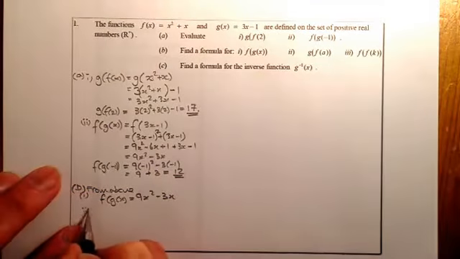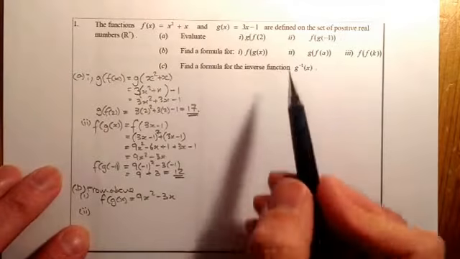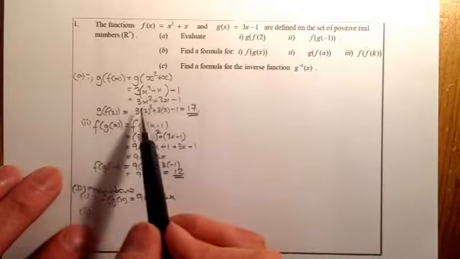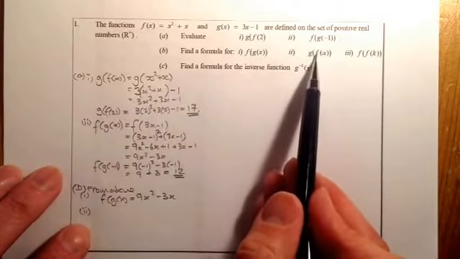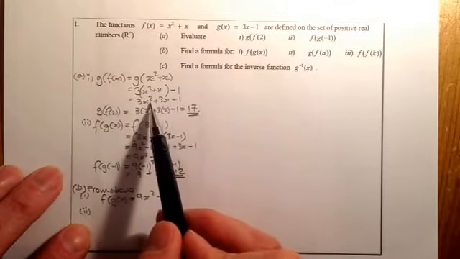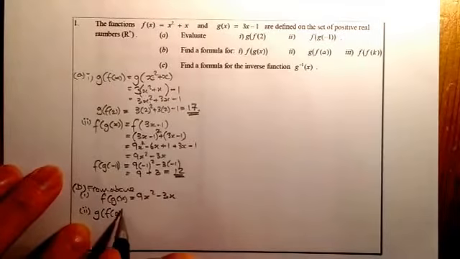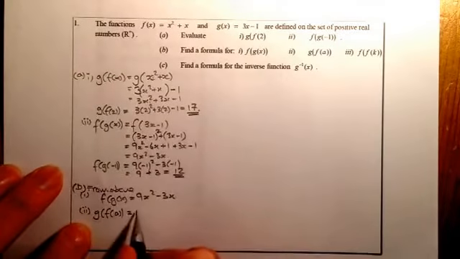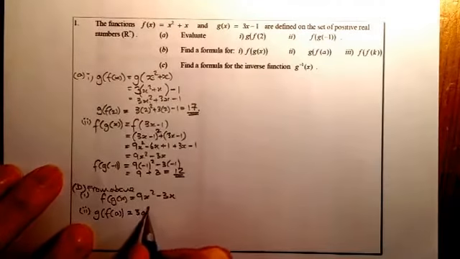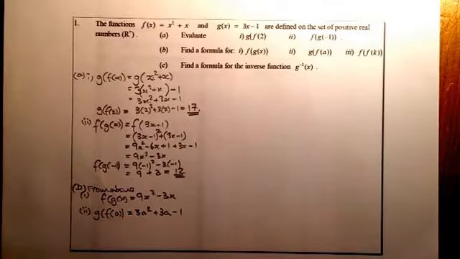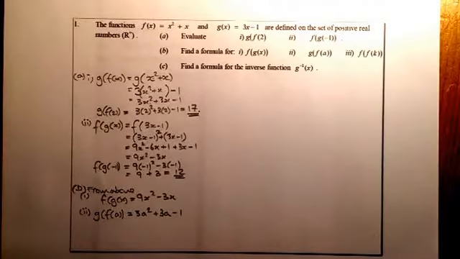Part 2. Okay, same kind of thing. The only difference is I've got a different letter there. So same thing from above, g of f of a will be this function here. So g of f of a is going to be 3a squared plus 3a minus 1. And that's the answer to that part there.